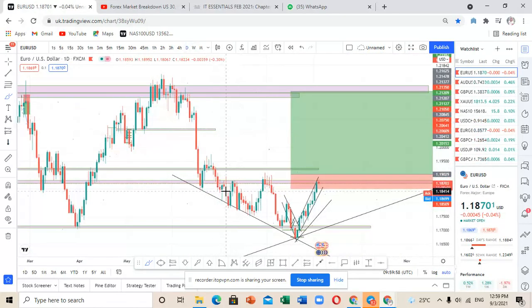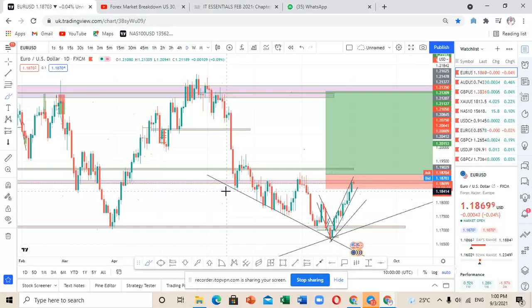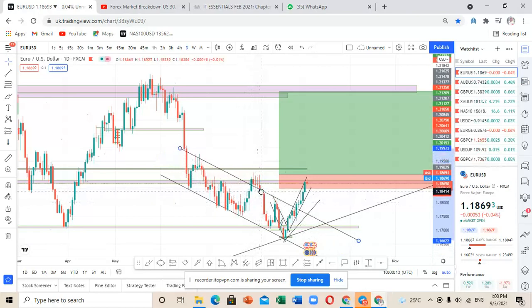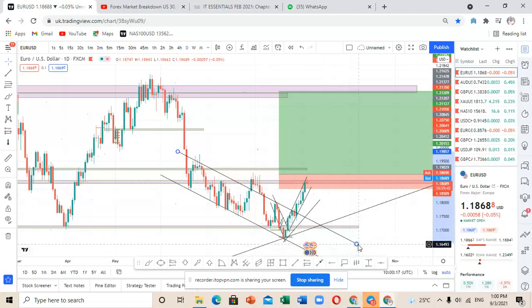Now from the daily time frame, you can clearly see that at this point, initially we had a downward trend. So you can clearly see that we had initially a downward trend. So this was the trend. So we had a beautiful downward trend that was here.